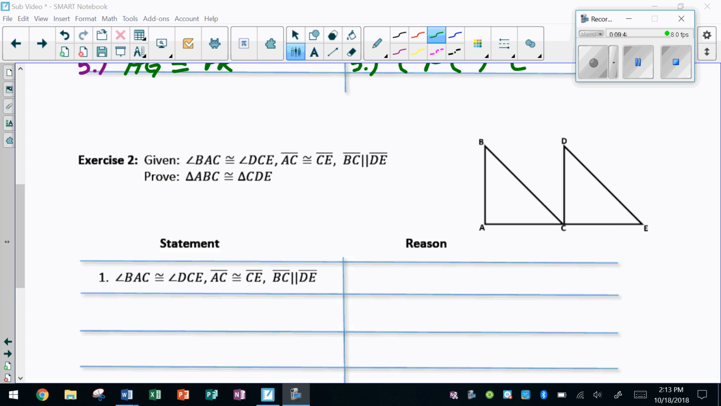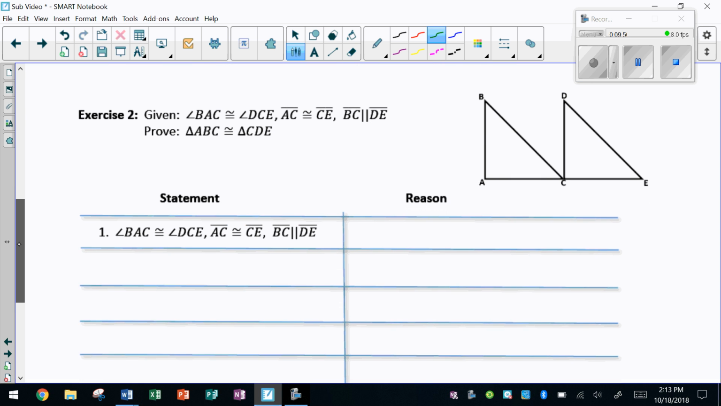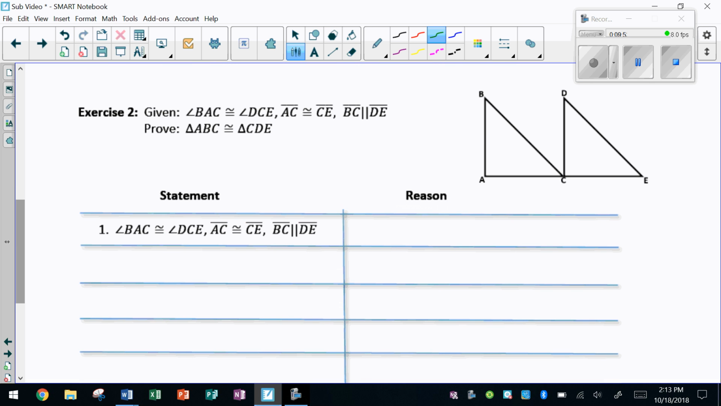Okay, so let's take a look at exercise 2 now. In exercise 2, we are told that angle BAC is congruent to DCE, so we'll mark them. We're also told that AC is congruent to CE, so we mark it. And then we're told that BC is parallel, so we'll mark that with arrowheads, to DE, which, remember, when we have parallel lines, gives us all kinds of angle relationships.